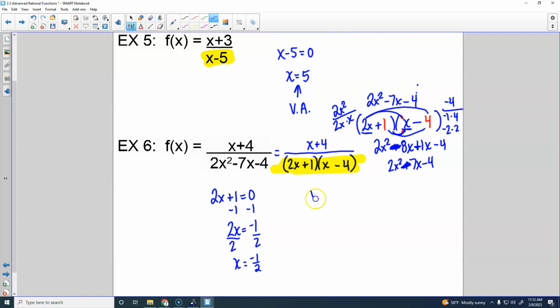And then over here, we'd have x minus 4 equals 0, which will just give us x equals 4. Do either one of those cancel with the numerator? They do not. That 4 almost does, like it's close, but it does not. So since you don't have anything cancel with the numerator, both of these would be vertical asymptotes.